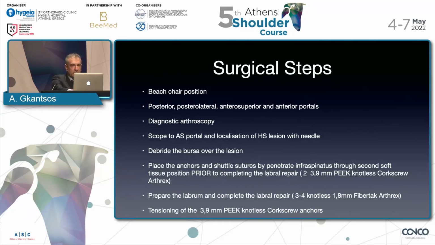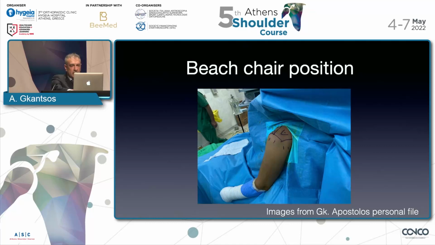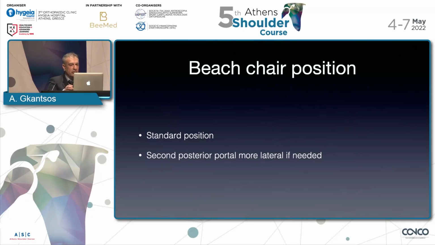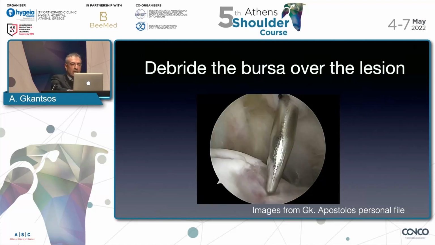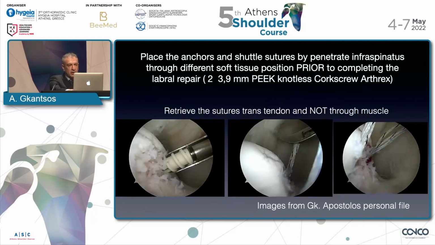So, these are the surgical steps. Analytically, we used the beach chair position. Almost always a second posterior portal to find and prepare the Hill-Sachs lesion. Then we change the scope to the superior portal and do the localization with a needle. Standard debridement of the bursa to stimulate the healing response with a shaver, the motorized burr, even a ring curette, even a needle, or whatever we have.